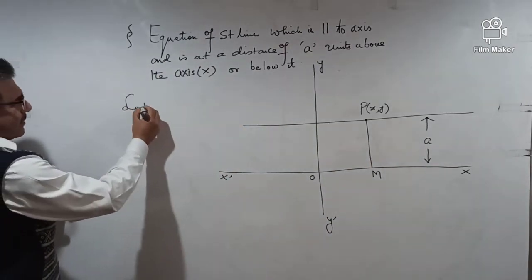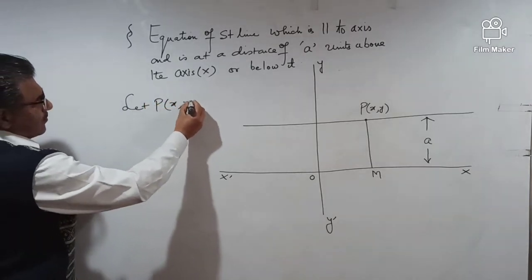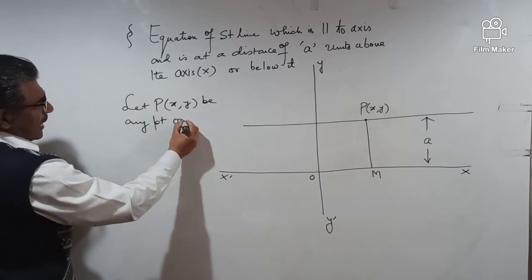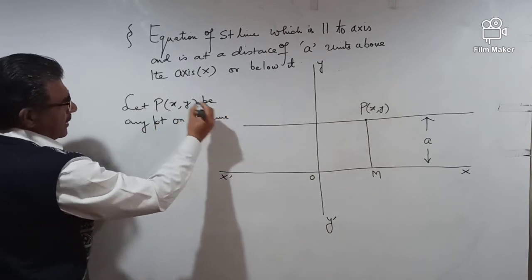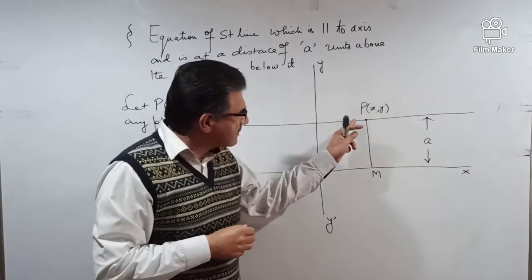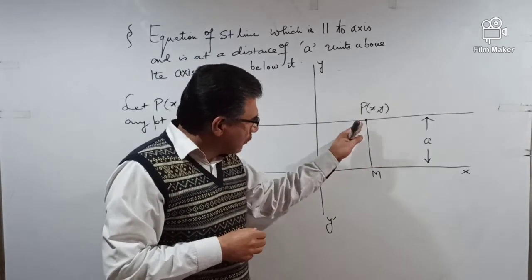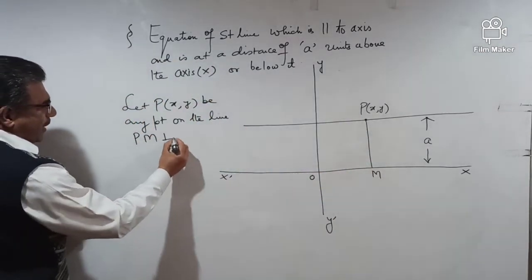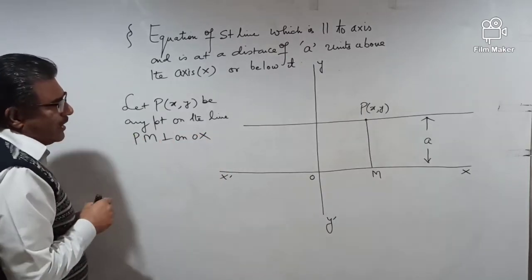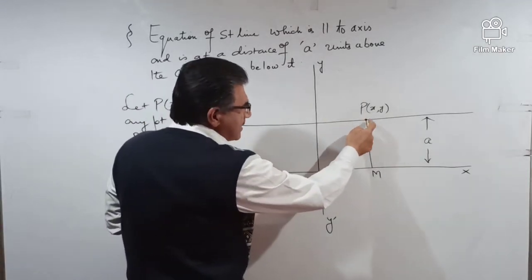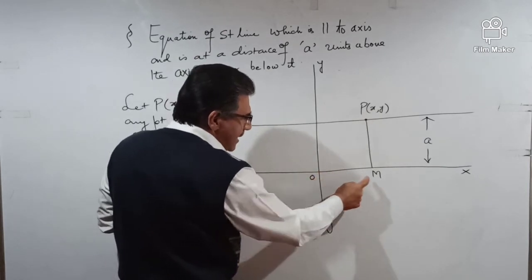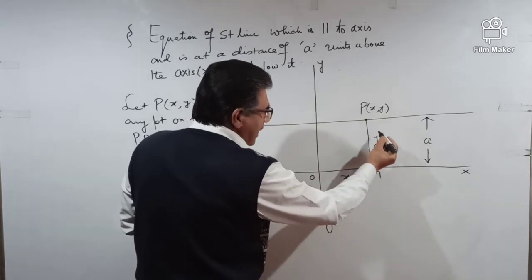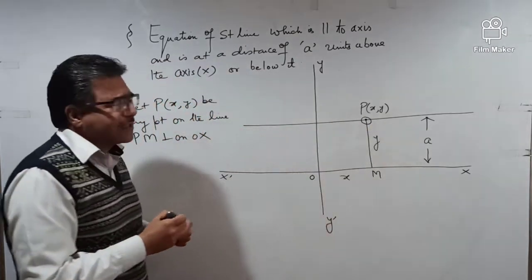Let P(x, y) be any point on the line. Now draw the perpendicular PM on OX. Now if I look at this point, from here to here we have moved x and from here to here we have moved y. That is why we have named this point x and y.